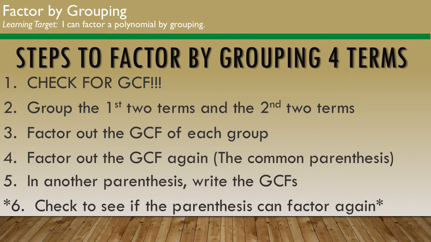After we do that, we are going to group the first two terms and the last two terms, okay? And then we're going to factor out the greatest common factor of each group. After that, we're going to factor out the greatest common factor again, and that is going to be the common parentheses. You'll see what I mean in a minute when we start looking at examples. And then in another parentheses, we're going to write the GCFs. We're going to put those together. And then we're going to check to see if the parentheses can be factored again.